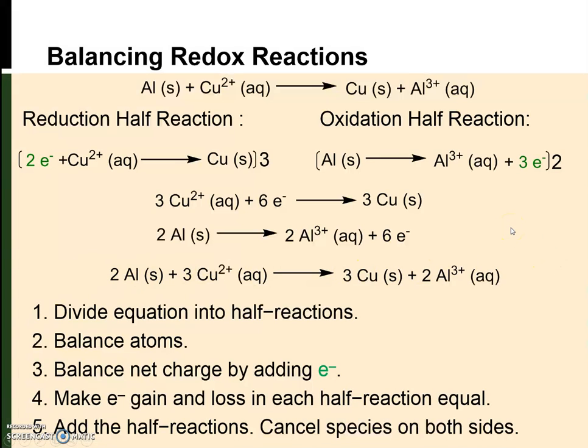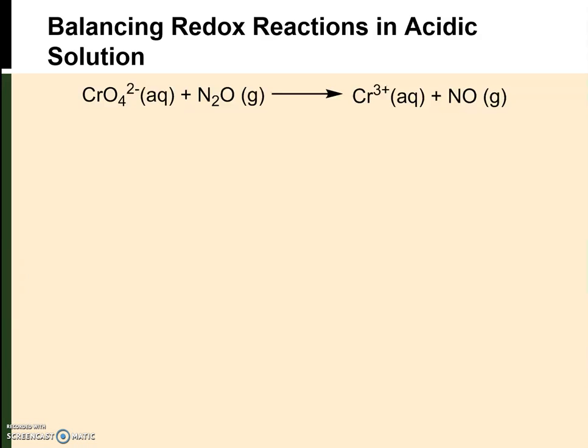So this example was relatively simple because it only involved aluminum and copper ions and atoms. Now reactions can get more complicated, and we also need to use certain techniques depending on the conditions that we're using. So now let's look at an example of balancing a reaction where we're in an acidic solution. This means that we have water and hydronium, which we will represent just as H+, available for balancing the reaction.